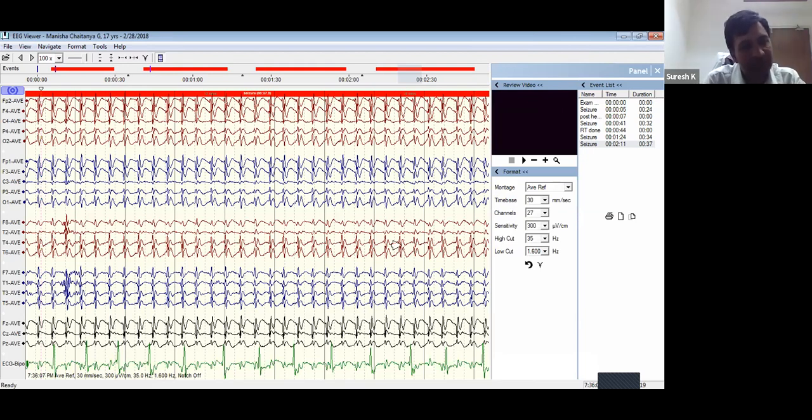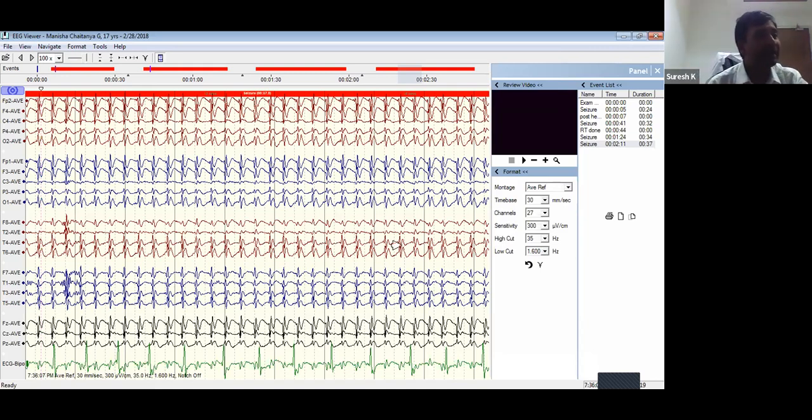Myoclonic jerks in IGEs are predominantly seen during the early morning hours. Whereas in juvenile absence epilepsy, you see the myoclonic jerks at the end of the day when you are more fatigued. And myoclonic jerks in juvenile absence epilepsy are more common around the eyes.